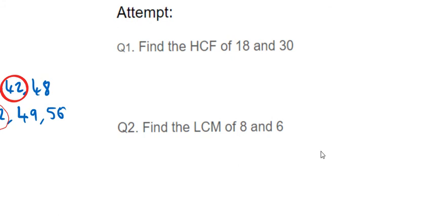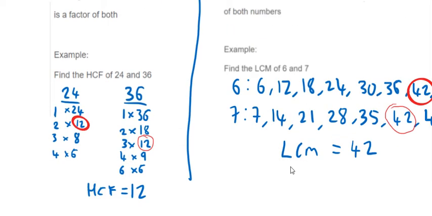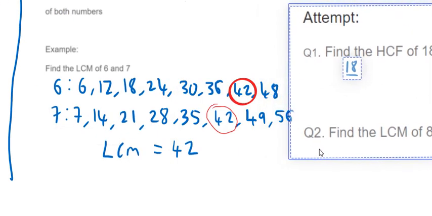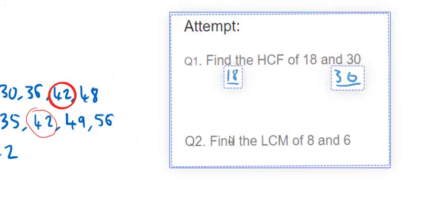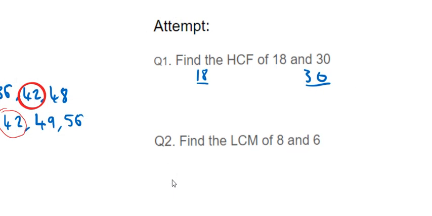So first one, 18 and 30. Okay, so factors of 18. So we could have 1 times 18, we could have 2 times 9, we could have 3 times 6, and then 4 won't divide into it, 5 won't divide into it, and then 6 we're back to 6. So we can't go any further. So there's 6 different factors of 18: 1, 2, 3, 6, 9, and 18.